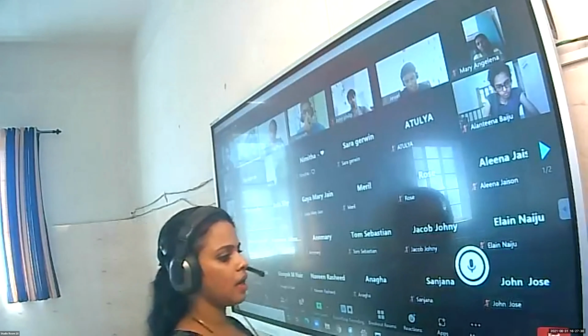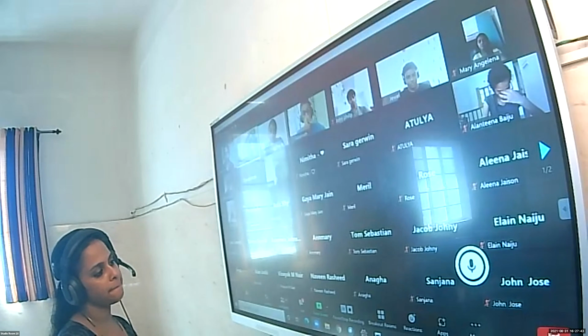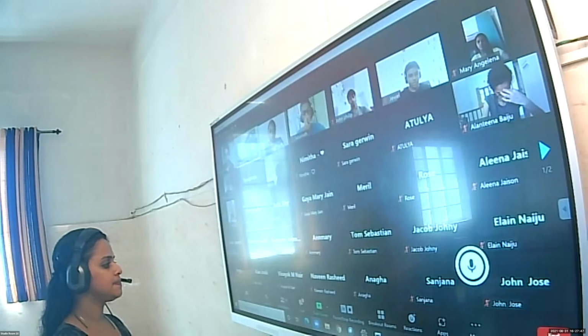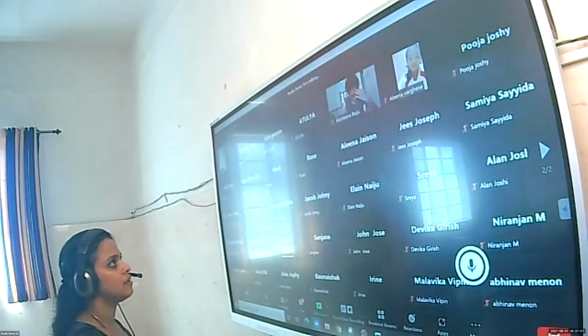All right. Anaga, triangle law of vector addition. If two vectors are represented in magnitude and direction by the two sides of a triangle taken in same order, then the resultant is represented by the third side of the triangle taken in the opposite order.